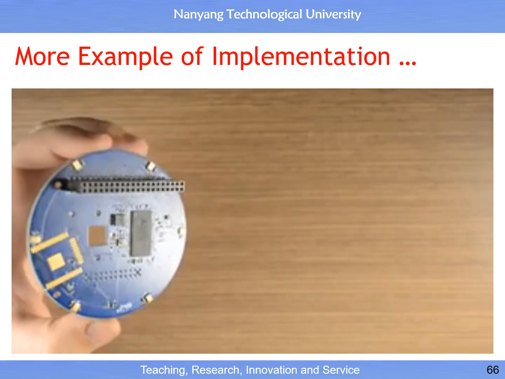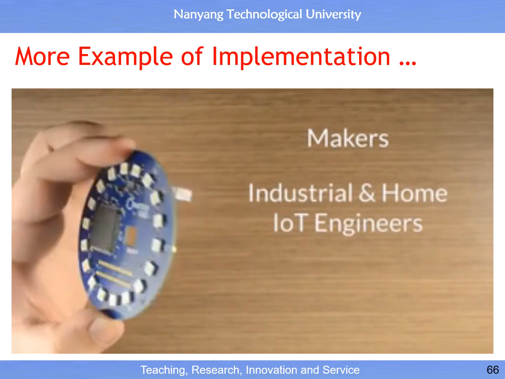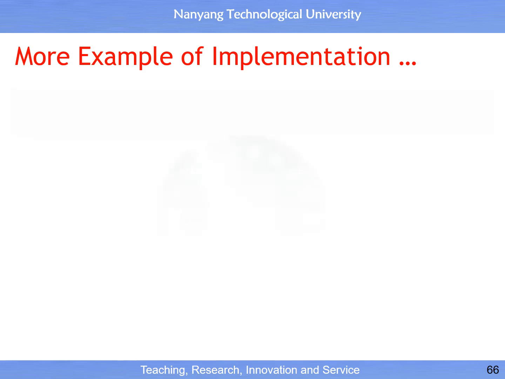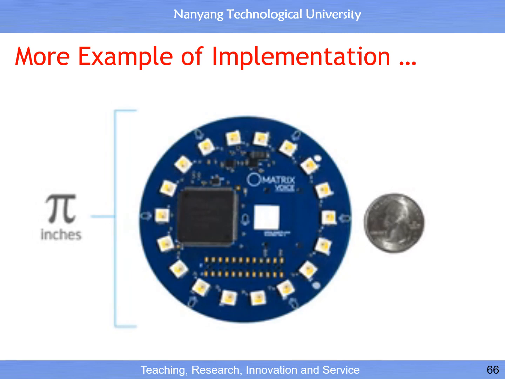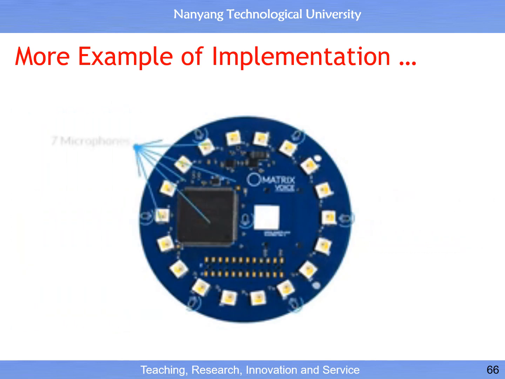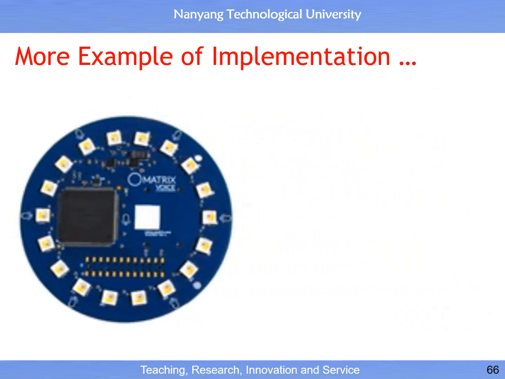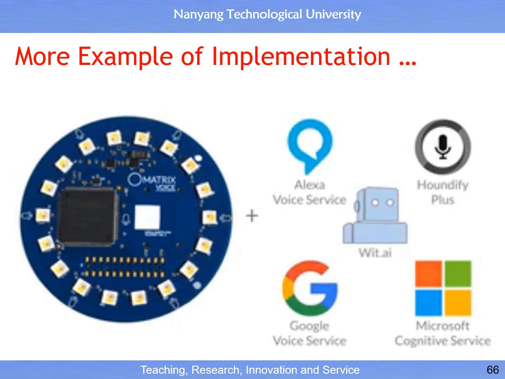Matrix Voice is for makers. It's for industrial and home Internet of Things engineers, from novice to hardcore developers. Matrix Voice is powerful. Measuring 3.14 inches in diameter, it offers a radial array of 7 MEMS microphones connected to a Xilinx Spartan 6 FPGA and 64 Mbit SD-RAM, which provides developers with the opportunity to integrate custom voice and other hardware-accelerated machine learning technology right onto the silicon.